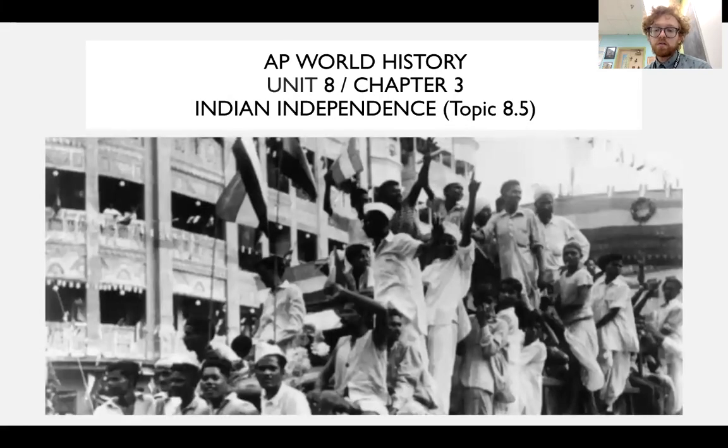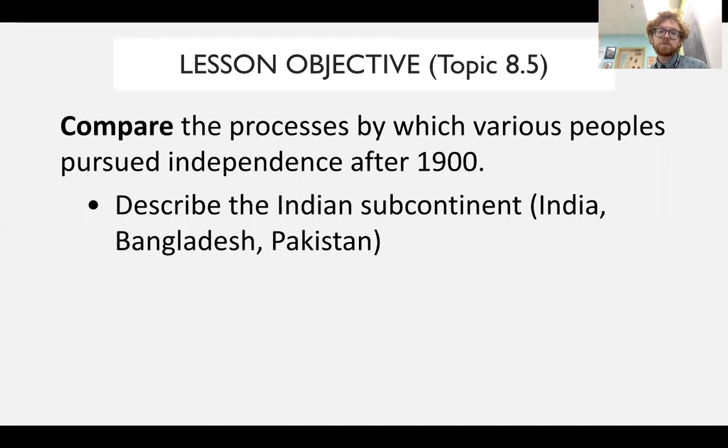So today we are looking at Indian independence. We are going to look at how British India will transition into the creation of new states across the Indian subcontinent. So the lesson objective today is to compare the processes by which various peoples pursued independence after 1900. You should be able to describe what is going on in the Indian subcontinent, meaning the modern day countries of India, Bangladesh, and Pakistan.